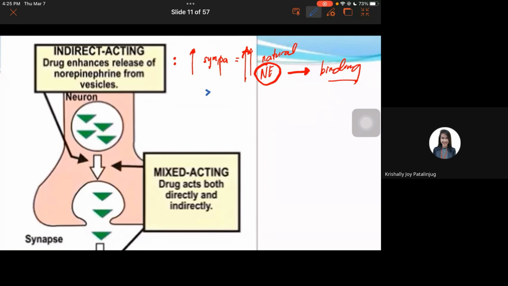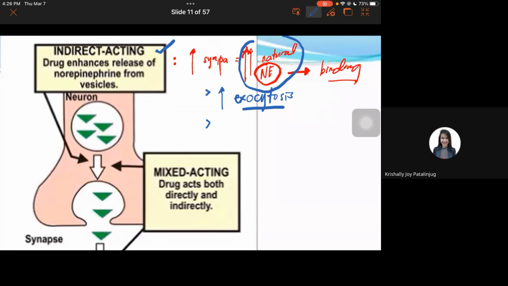Paano ang isang indirect acting mag-enhance ng norepinephrine levels from the vesicle? So pwedeng, una, we have indirect acting drugs that will target enhancement of exocytosis. So we have drugs na yung gagawin nila indirectly, ipa-enhance ang release ng norepi. Di ba naalala, exocytosis, that's the phenomena kung paano na-release ang norepinephrine from the presynapse.